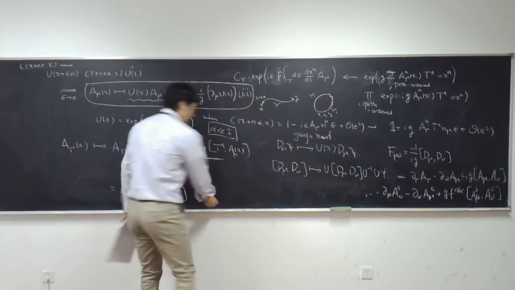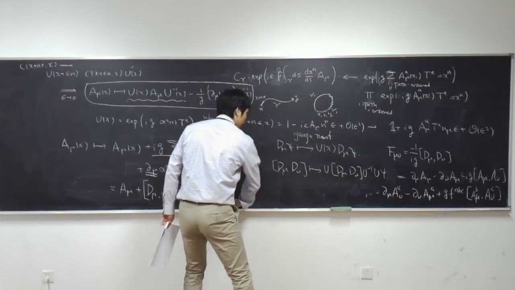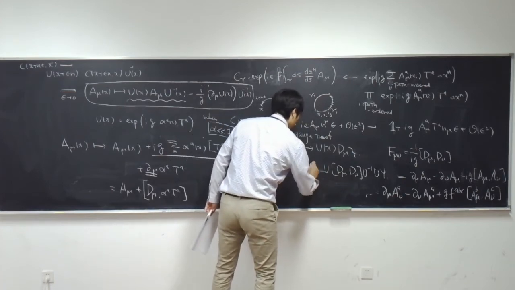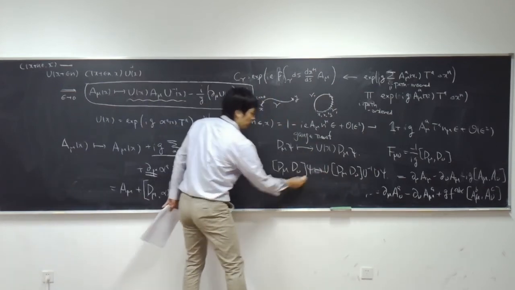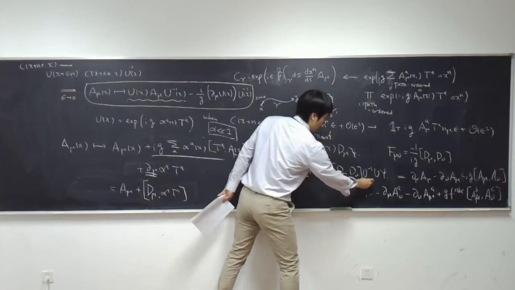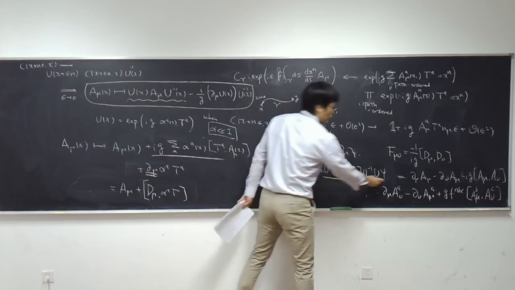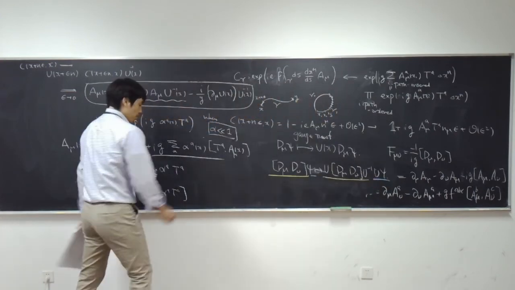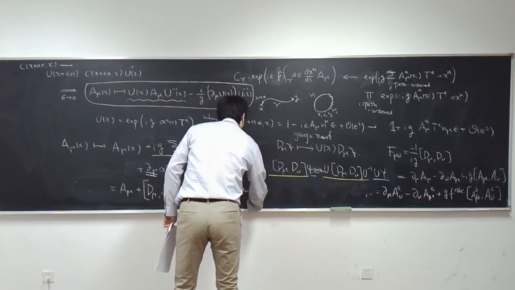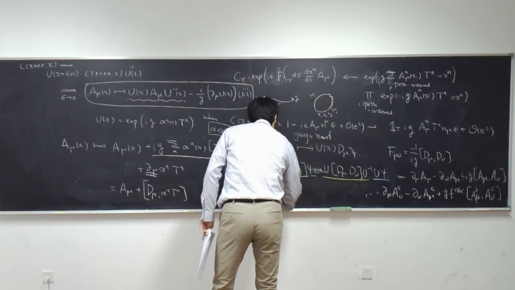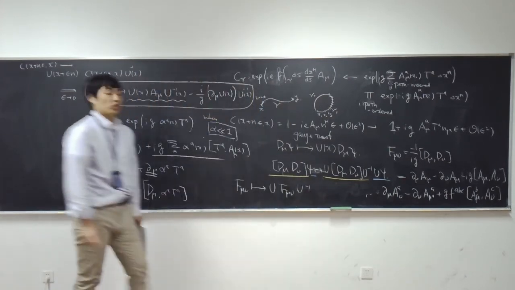So if you compare with this part, psi is transformed under the gauge transformation to U psi. Therefore, F_mu nu is easy. You can just write down that it is transformed under the gauge transformation as U F_mu nu U inverse. That's how it transforms.